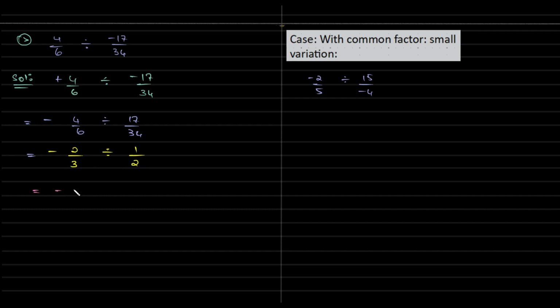Right, we have negative 2 by 3. Change the sign into multiplication. 1 by 2 will become 2 by 1. Can we cancel anything over here? Clearly not. So we just have to multiply. 2 into 2 is 4. 3 into 1 is 3. Right? Quite simple.